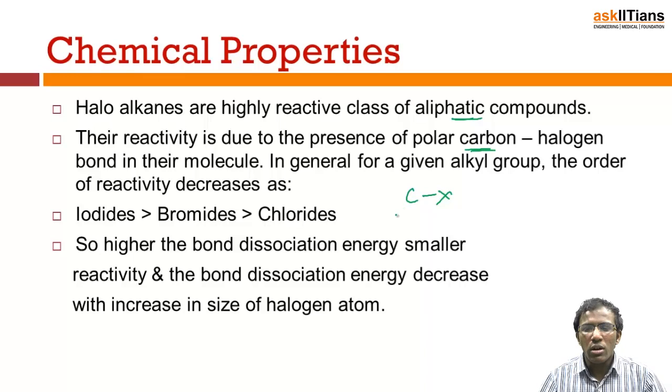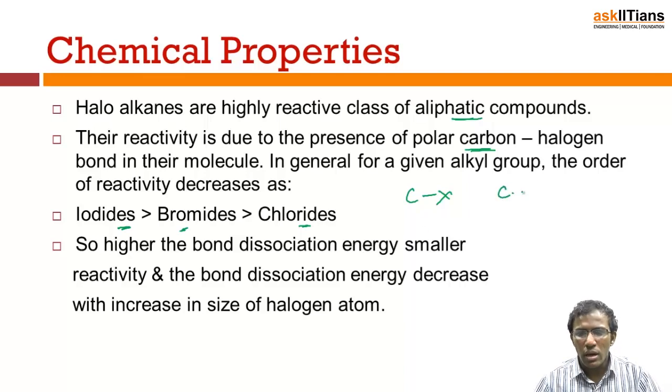In general, for a given alkyl group, the order of reactivity decreases as follows: iodides are more reactive than bromides, which are more reactive than chlorides, which are in fact more reactive than fluorides. This is because of the bond instability of iodides. Iodine is relatively bigger than the other halogen atoms, so the C-I bond length is high. If bond length is high, then bond dissociation energy will be less.